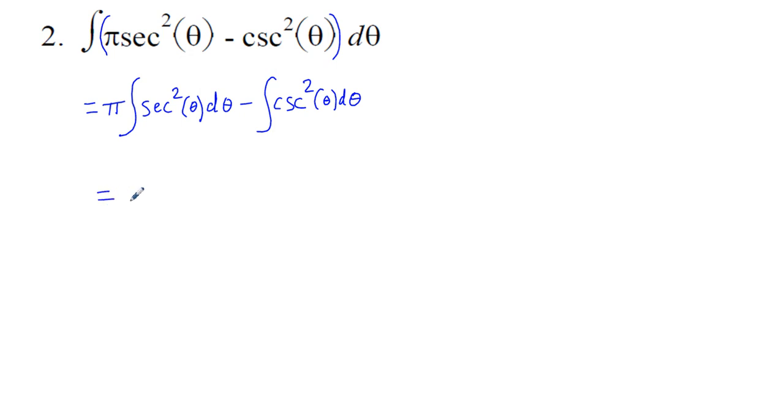So for this first one, we're going to get pi tangent theta, and that's going to be plus c. And then the integral of cosecant squared theta d theta is going to be negative cotangent, and so we're going to have a negative negative, so we're going to have plus cotangent theta. And then we have our constant of integration plus c.